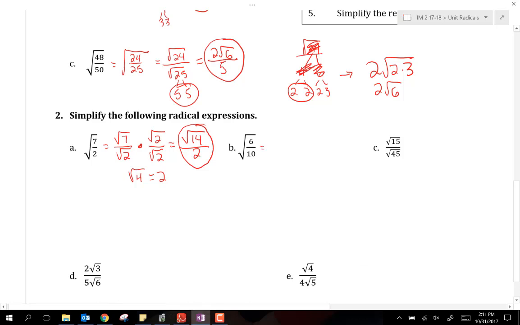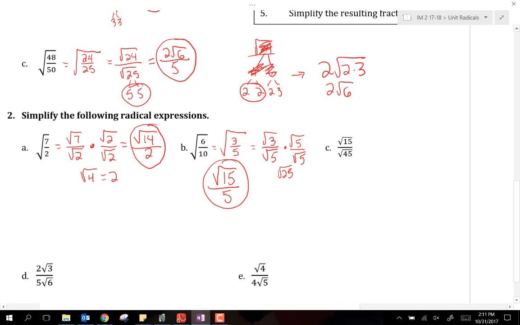Letter B, we simplify first, divide each by 2, split them up. Again, we don't have perfect squares. I can't take the square root of 5, I can't take the square root of 3, and there's no pairs in there. So I need to multiply by the denominator. So in the numerator, I get root 15. Denominator, I get root 25, or just 5. And again, we can't do anything with the 15 and the 5 because the 15 is inside the radical, the 5 is not.